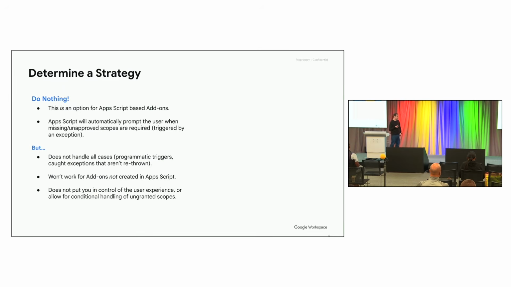So let's talk about determining a strategy. How do we go forward? The first strategy, which will work in some cases, is do nothing. Why can you do nothing?